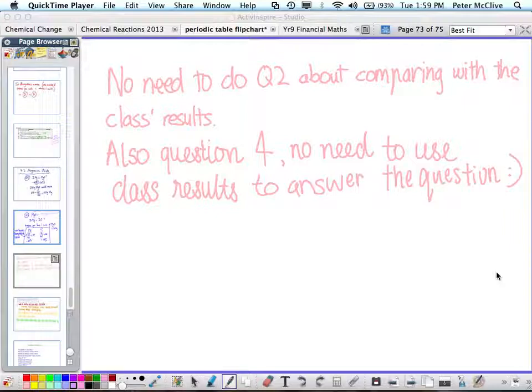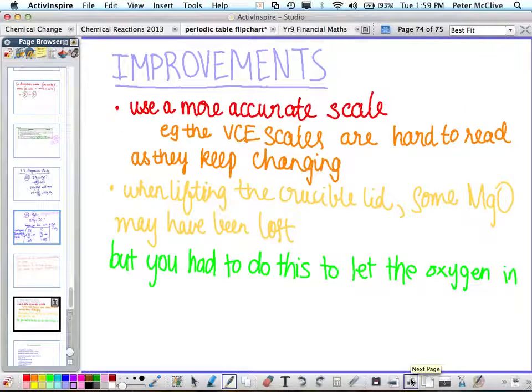Comparing with class results, you can just talk about, as I said, comparing to the theoretical, okay? So comparing to the theoretical, and improvements. This is ideas you can think about for improving. You could use a more accurate scale.